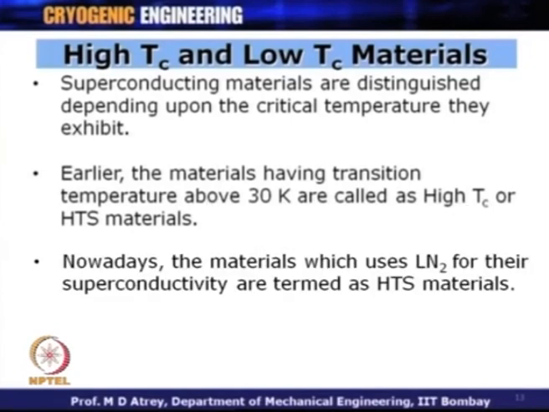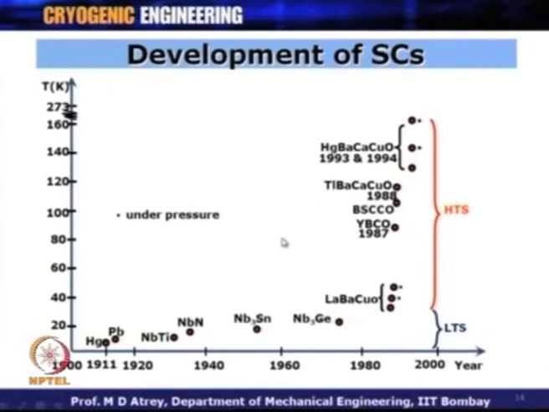Nowadays, mostly the materials which use liquid nitrogen for their superconductivity are termed as HTS materials, while below that particular temperature, other materials are called low Tc materials. So, what are these materials? Here you can see a graph. Again, on the x axis you have a lot of materials with the year of their discovery, and on the y axis what you see is their Tc.